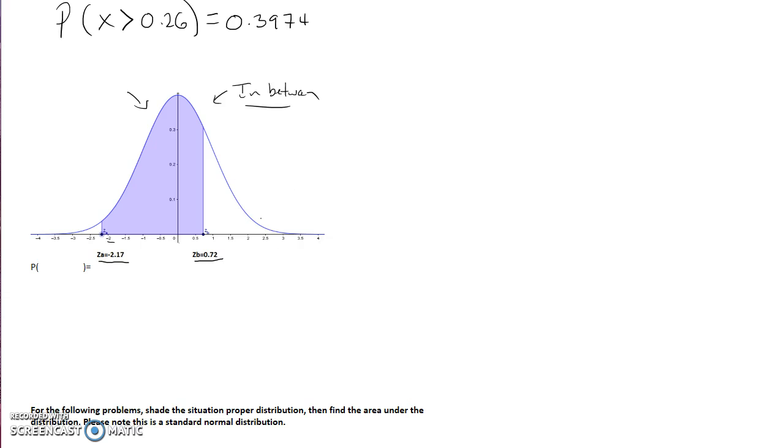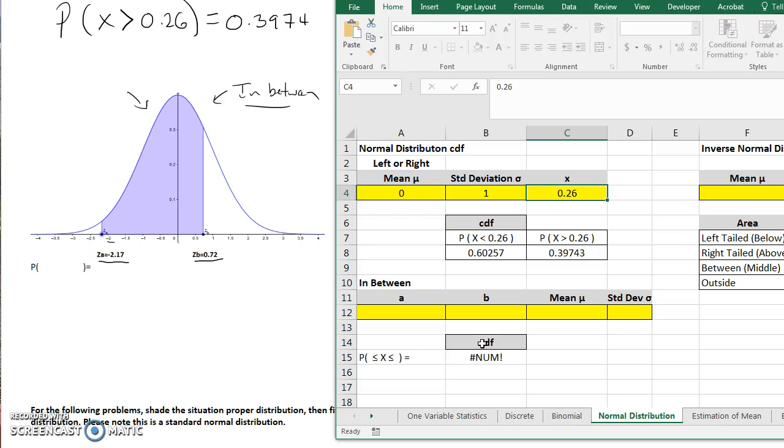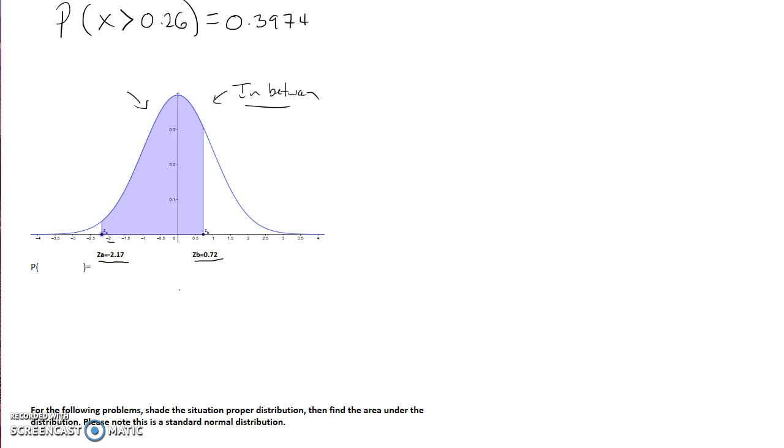So when I take a look over at the in-between portion of the normal distribution tab, we can see they ask for A and B, which are going to correspond to our lower and upper bounds, then a mean and a standard deviation. So let's write out what those would be. What would our A value be? Well, that would be where the shading starts, which would be negative 2.17. B would be where it ends, which is 0.72. Then I also need to enter my mean and standard deviation, and since we're in the standard normal distribution, we know the mean is 0 and the standard deviation is 1.